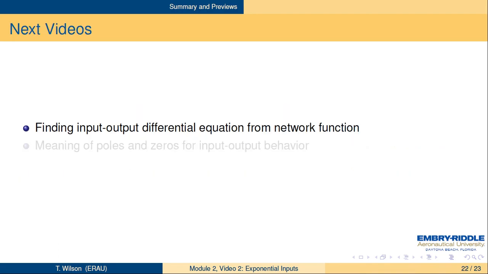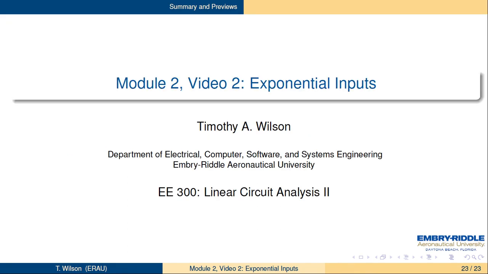What we're going to look at next is being able to go from the network function to the input-output differential equation. And again, more about what these poles and zeros mean for the input-output behavior, we'll be able to make some pretty broad statements about where the poles show up, what the inputs do, what zeros do, and how to think about them, not only in terms of the network function, but also in terms of the parameters of the differential equation.